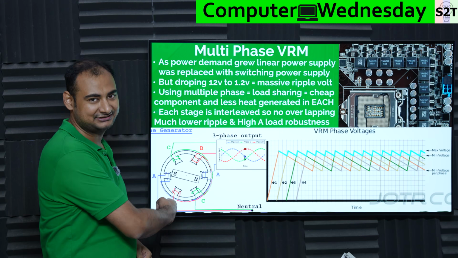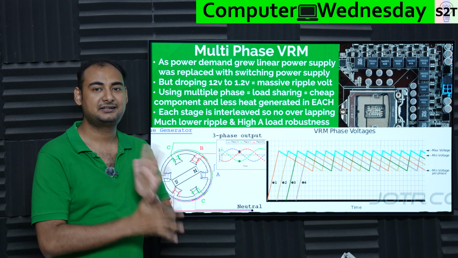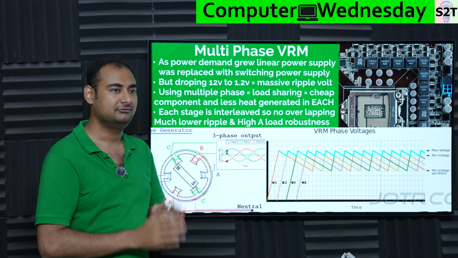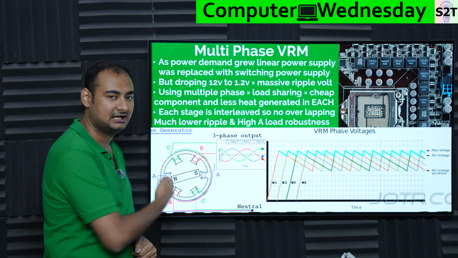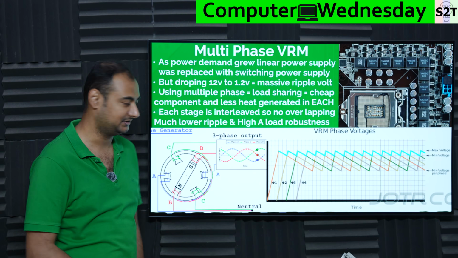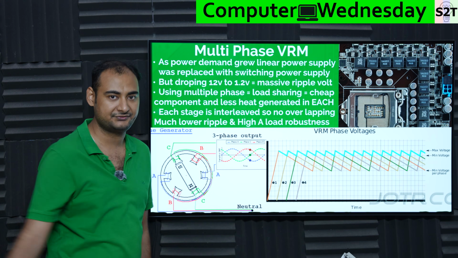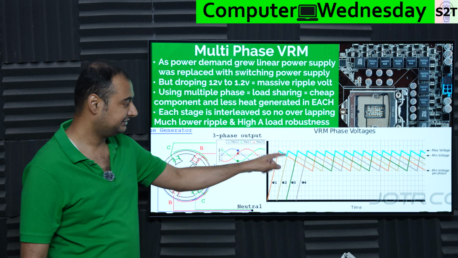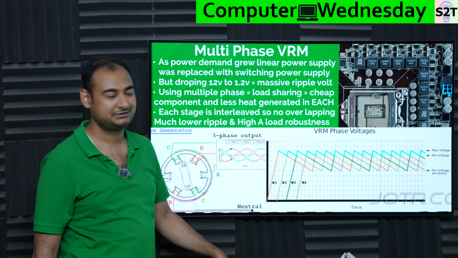Second, why we have 3 phases: we interleave them, meaning instead of having each phase going on and off together, we offset them. Exactly how your 3-phase AC mains works, where each phase is 60 degrees offset. Benefit: you never go to 0 volt. Benefit: the ripple gets cancelled out.